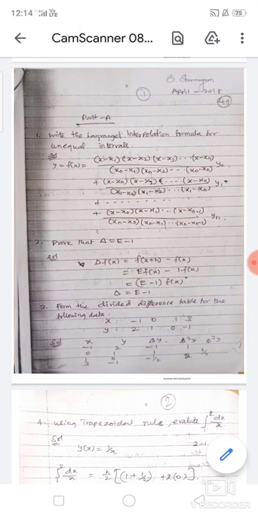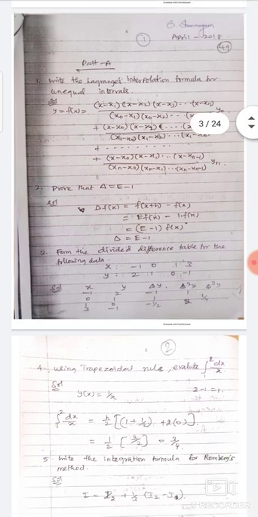Second one, prove that del equal to e minus 1. What is meant by del? Del is the Newton's forward difference. So, del f of x equal to f of x plus h minus f of x. This is the Newton's forward difference formula.